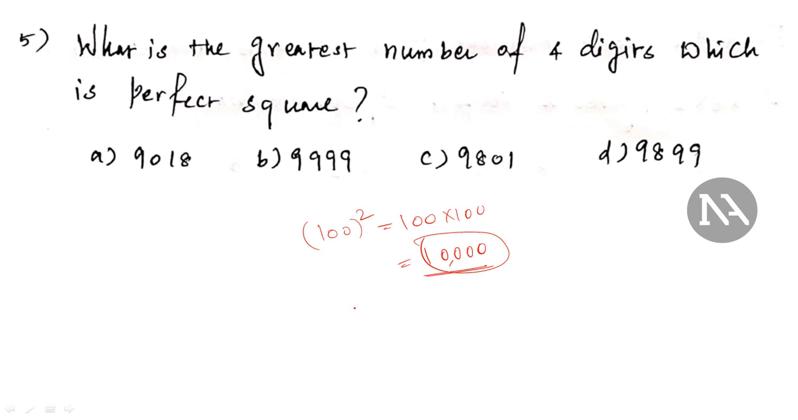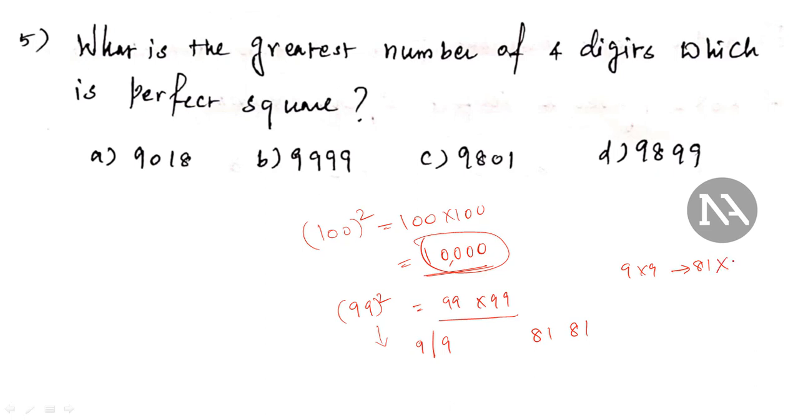What I need is the greatest 4 digit number which is a perfect square. Okay, so we will try from 99 squared, 99 into 99. I told you one shortcut to find out the square of a 2 digit number, that is I can write this number as separate digits. So 9 squared is 81. Again 9 squared is 81. Then 9 into 9 I have to multiply, that will give you again 81.